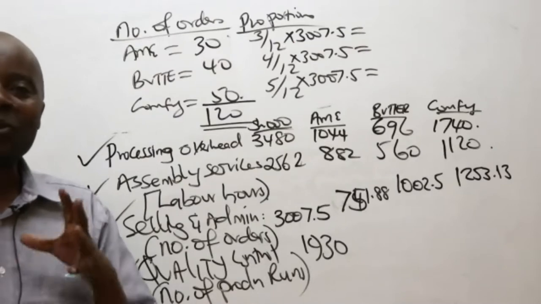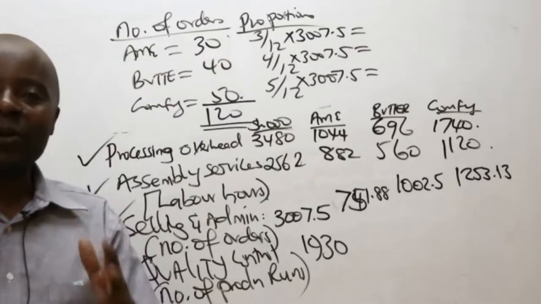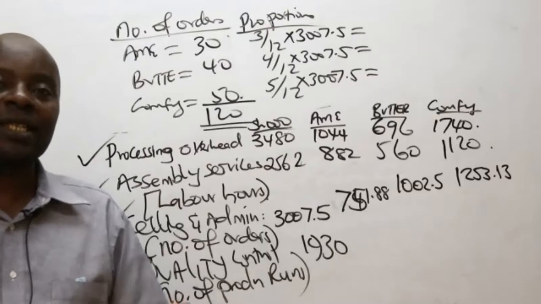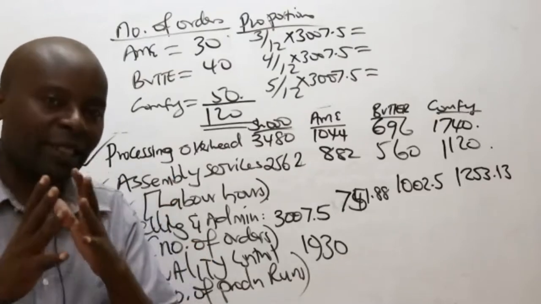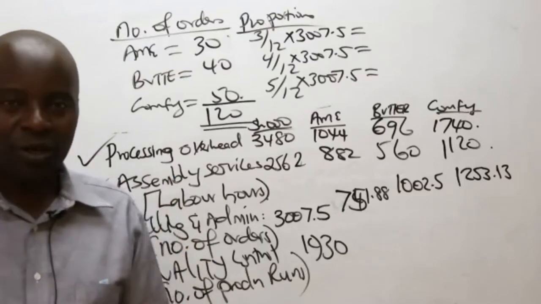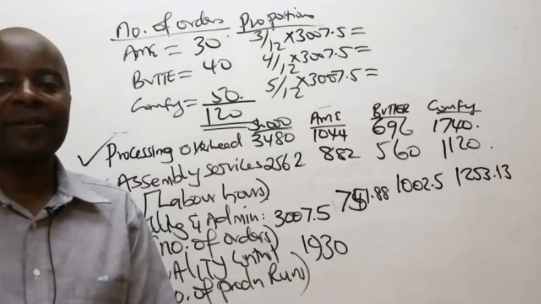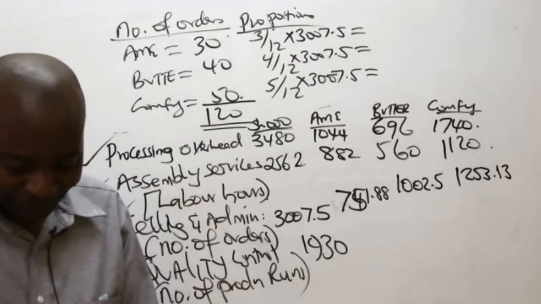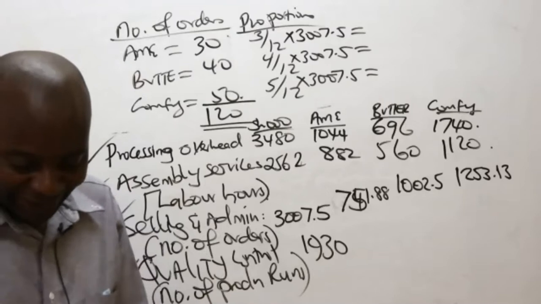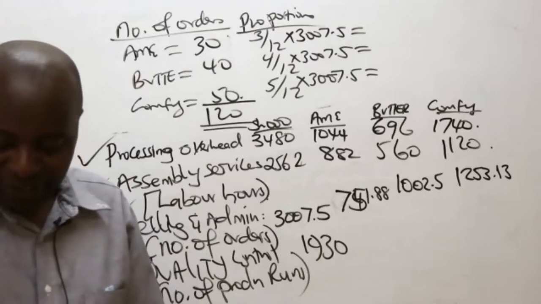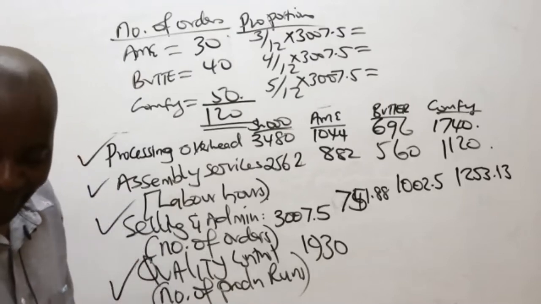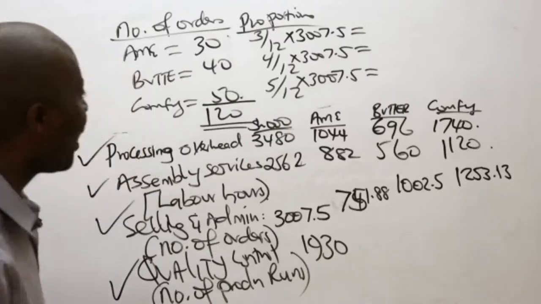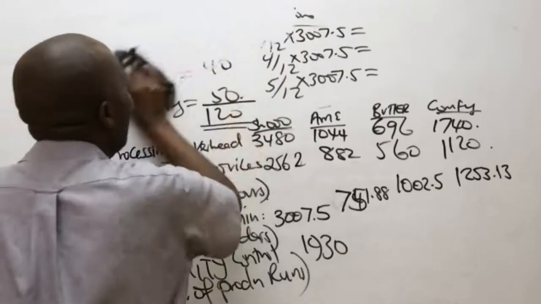So is there somebody who has been able to give us the number of production runs? Because in most cases, the number of production runs will not be given expressly in the question. The first one I'm being told the answer is 50. Number of production runs.